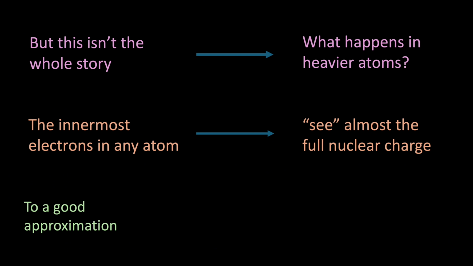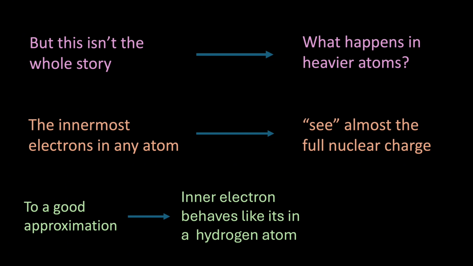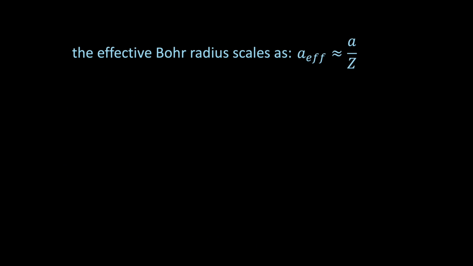And so, to a good approximation, the inner shell electrons behave a bit like the electron in a hydrogen atom, but experiencing a nuclear charge Z instead of just 1. In this simple model, the effective Bohr radius scales as A divided by Z, where A is the Bohr radius in hydrogen and Z is the number of protons. That's not the full story. Real multi-electron atoms have electron-electron repulsion, relativistic corrections, and more, but this scaling captures the leading effect.